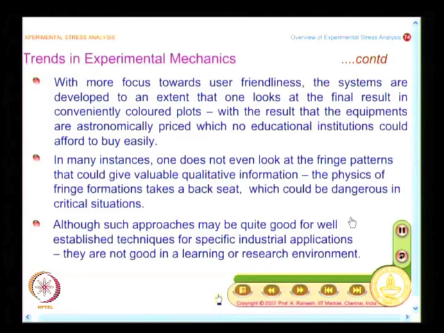In this lecture, we have looked at the multiscale analysis in experimental mechanics and also the trends in experimental mechanics.